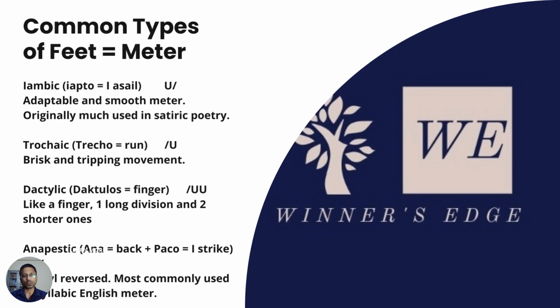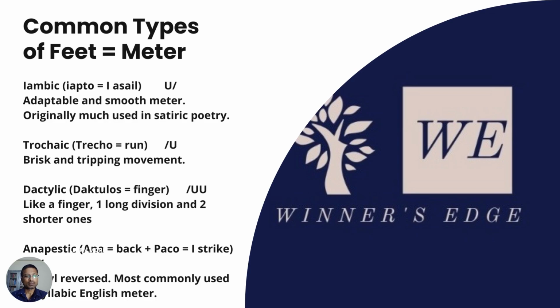The common types of feet or the common types of meter are iambic, that is, unstressed and stressed syllables per foot. Iapto means I assail, and the iambic foot was very much used originally in satiric poetry, therefore iambic. It's the most commonly used meter in English poetry because of its adaptability and smoothness. Then there is trochaic. Trecho means run. It's a stressed followed by an unstressed syllable. It's a brisk and tripping movement.